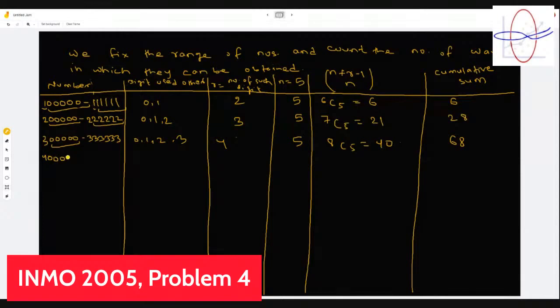Similarly, here the numbers used are 0, 1, 2, 3, 4 in the part which is not fixed. Here 4 is fixed, and these are the numbers which are not fixed. Here r is equal to 5, 0 to 4, total number is 5, and n is equal to 5. So this will be nC5, which is equal to 126. And the cumulative sum will be 864, 26819, and 1. You can calculate it better.